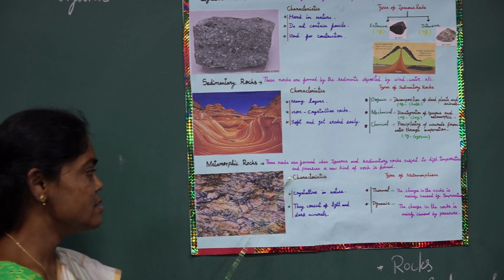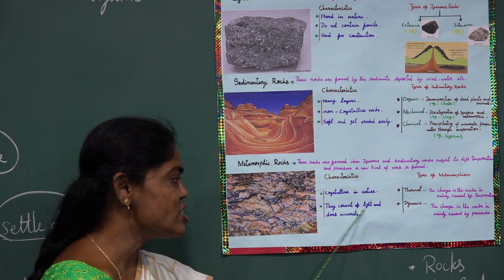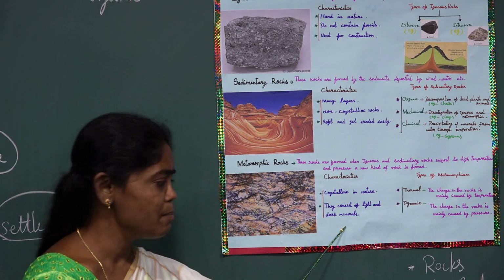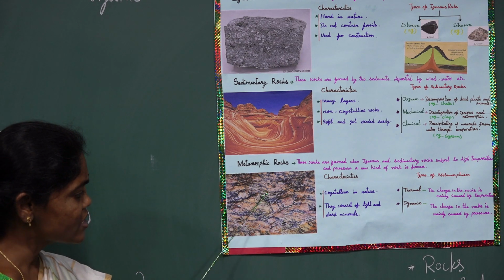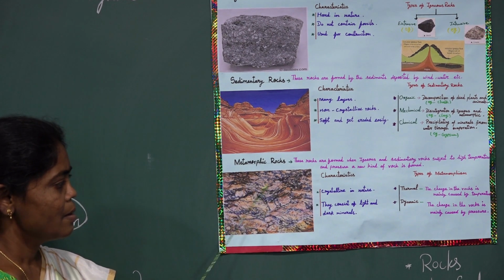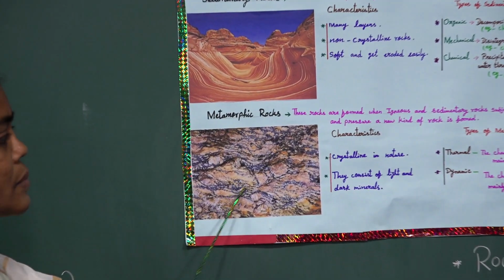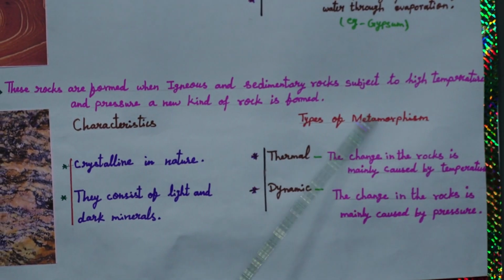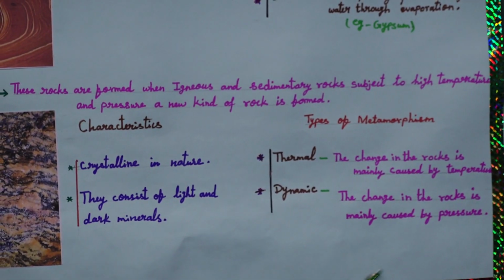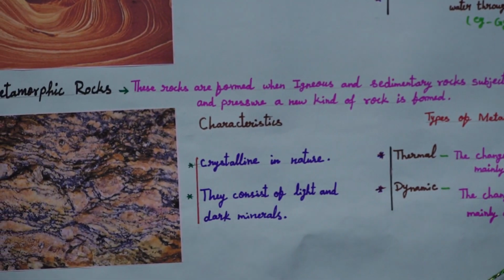Its characters: crystalline in nature. They consist of light and dark minerals. See this picture, we can see here light and dark minerals present here. This metamorphism is divided into two, that is thermal metamorphism and dynamic metamorphism. Thermal is nothing but high temperature.